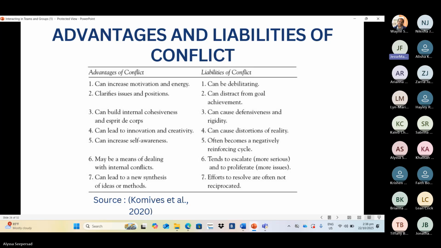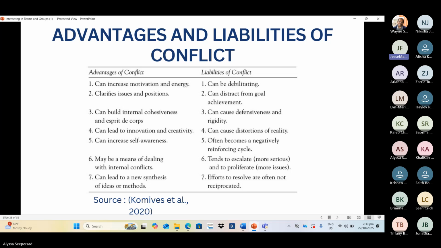So the more individuals argue or stay upset, the worse the conflict or the member relationships can get. It tends to escalate and proliferate. So small disagreements can develop into bigger and more complex issues.